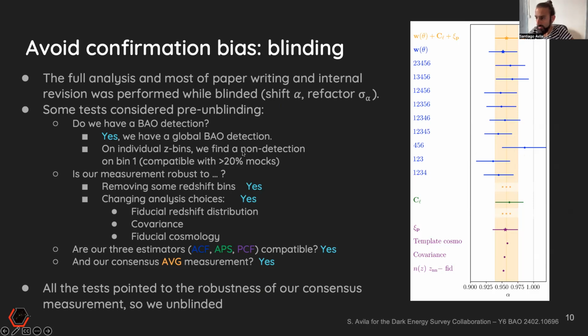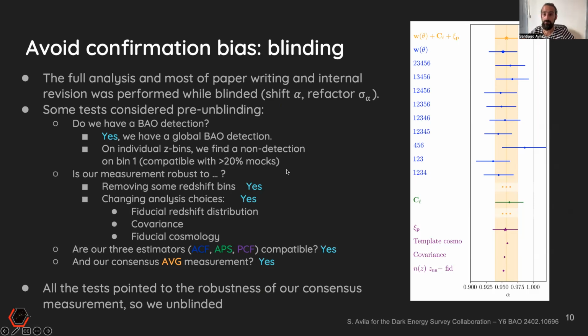And then we check what happens if we change the analysis choices, like changing the template cosmology, changing the covariance, or changing the redshift assumptions. And we see that things are very robust. Of course, we also check the 3 estimators, angular correlation function, Cls, and projected correlation function, and they are also compatible with our combination point, which is here.